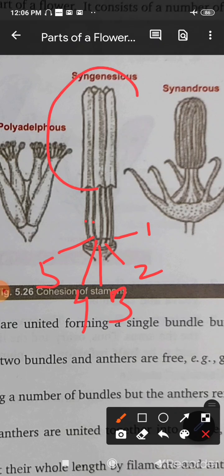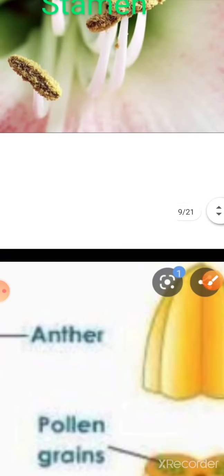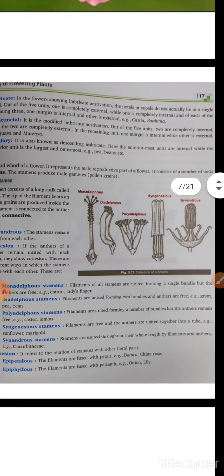But if we look at the anthers, we see that the anthers are united, right? Now this kind of a condition is different, and this is known as the syngenesious stamen, right? The syngenesious condition, and I'll just show you the diagram also of the syngenesious condition here. This is the diagram of the syngenesious condition, where the filaments are free and the anthers are united, right?